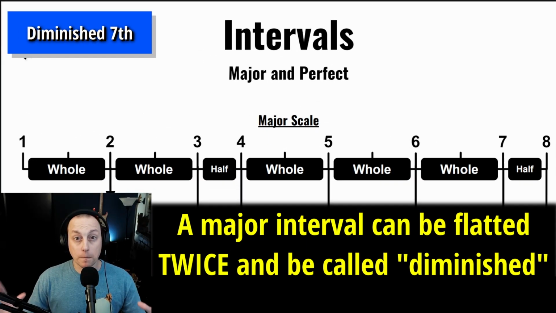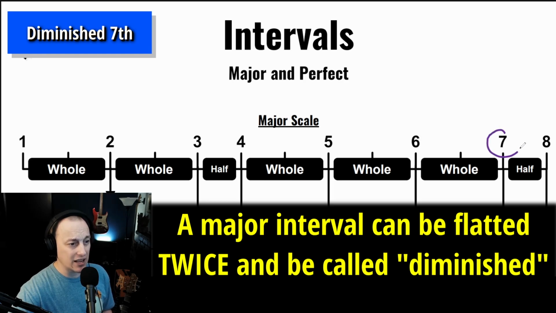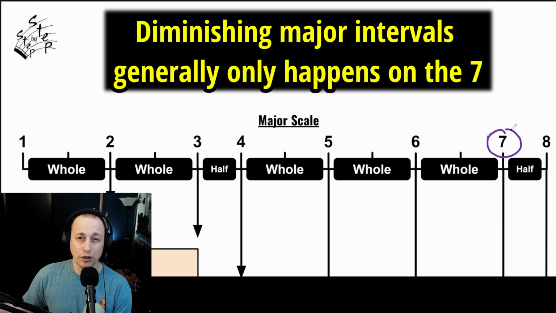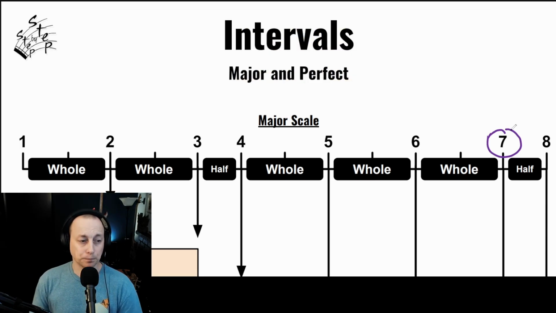A major interval, when diminished, is flatted twice. Here's a major interval. Here's a 7. And by the way, this basically only applies to 7. Yes, mechanically, you could do this for any interval. We're usually only going to see this on the 7s. We don't care why right now. We just need to learn that it's possible.